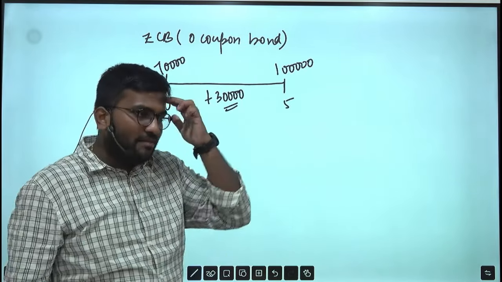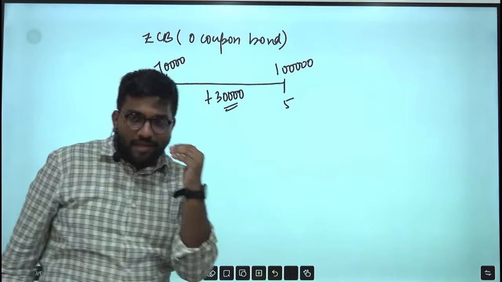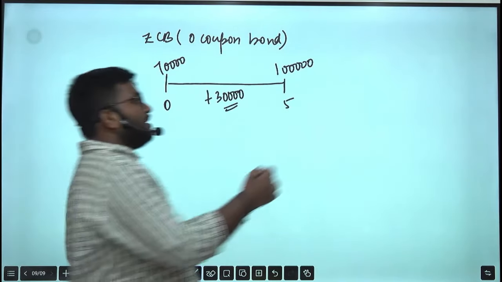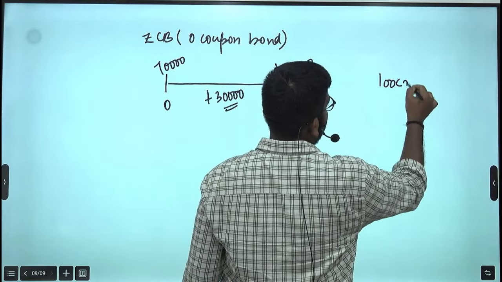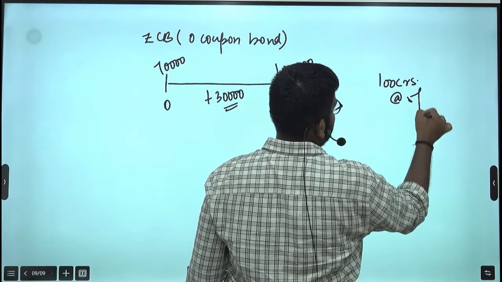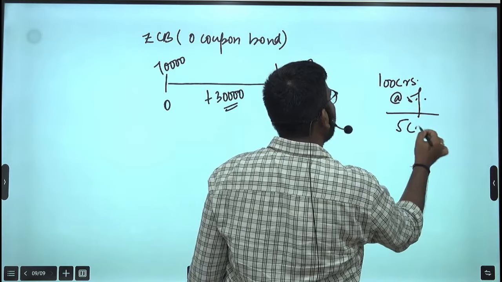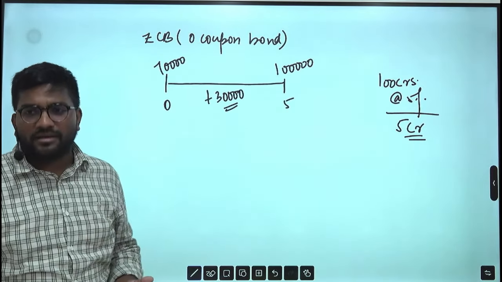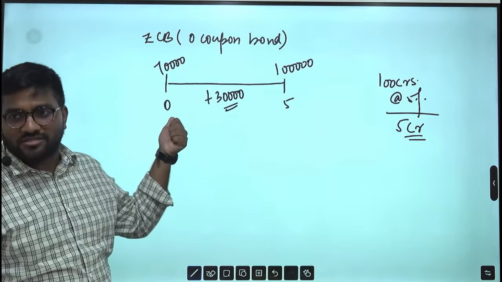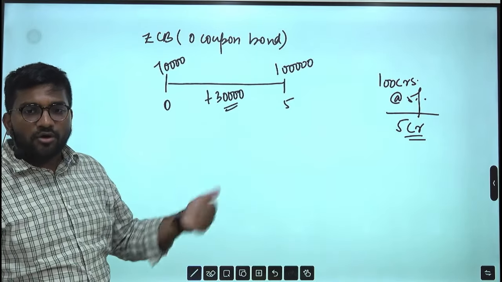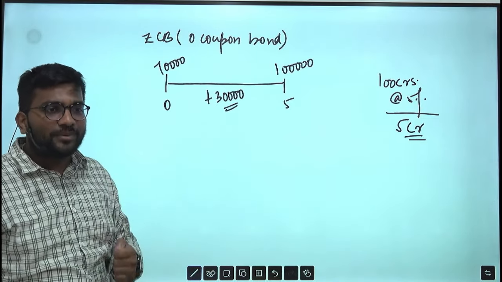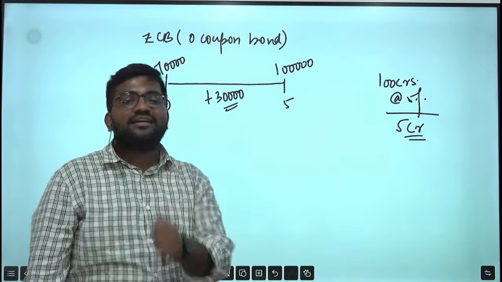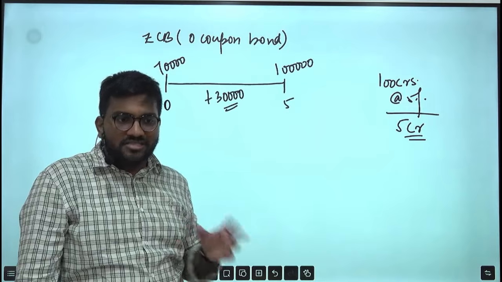It's a kind of headache in my mind that every year at the year end, if I'm raising 100 crores by bond and the interest rate is 5%, let's suppose, every year I need to pay 5 crores. So it's a fixed expense for me. I don't want to take the burden. That is why I'm issuing these discount bonds. I'm saying the holder of this bond is going to get 1 lakh rupees after 5 years. Today this bond is available in the market at 70,000 rupees. So this is the concept of discount.